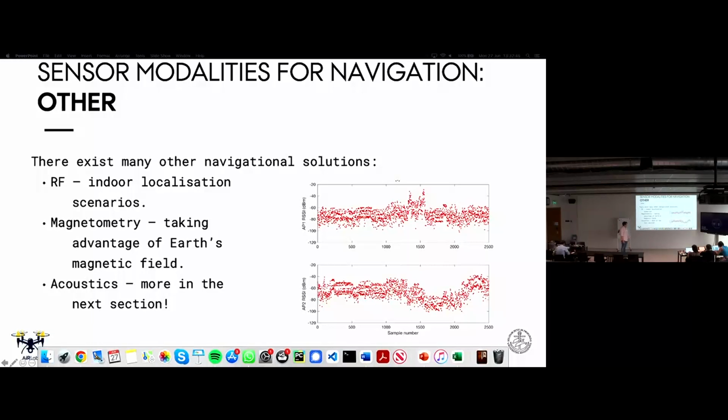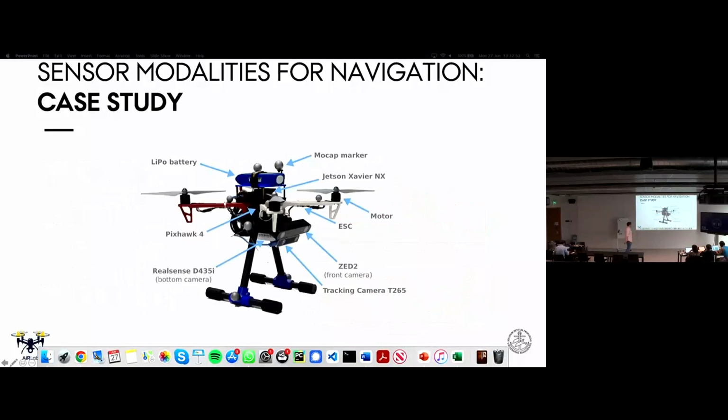Are we going to talk more about this in? We're going to talk more about this in the next section, or obviously when we come to LiDAR. Sonar.